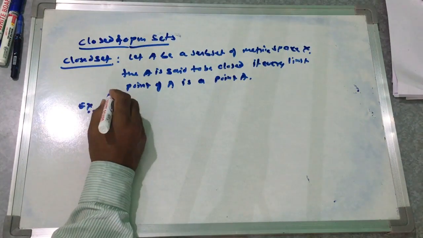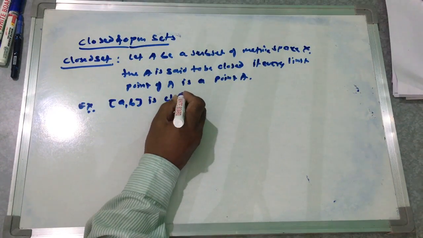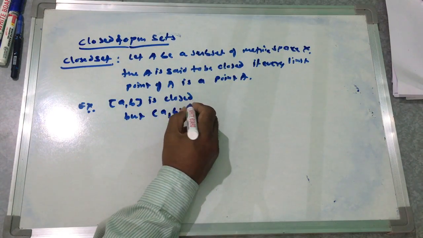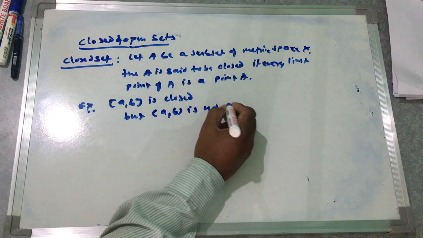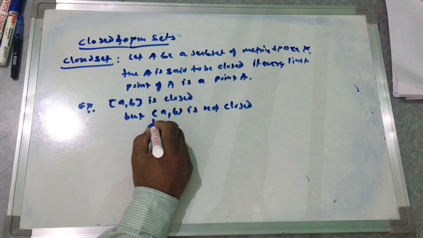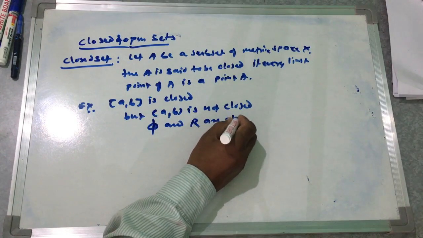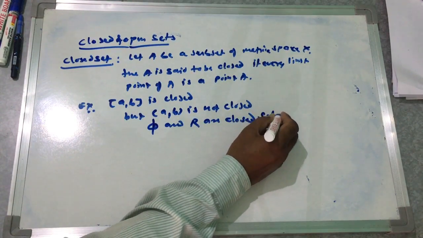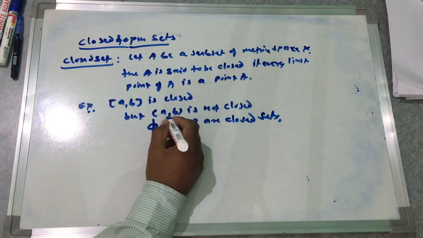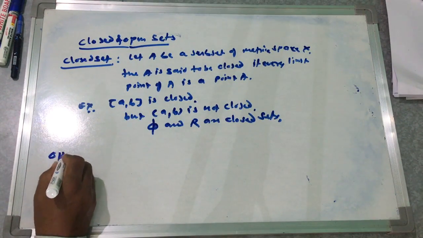So example for this, [a,b] is closed, but (a,b) is not closed. Phi and R are closed sets. This closed set is closed, but this open set is not closed. Open set.